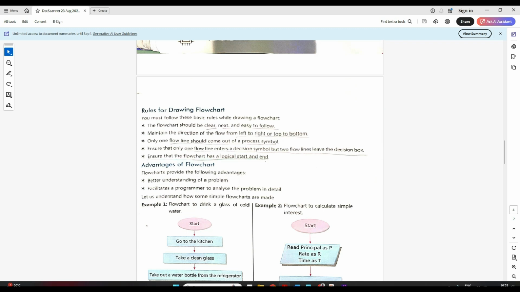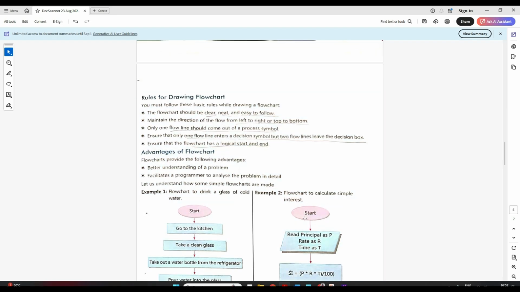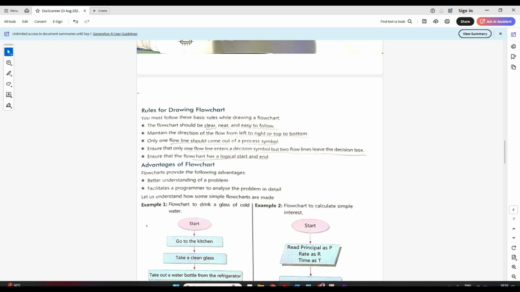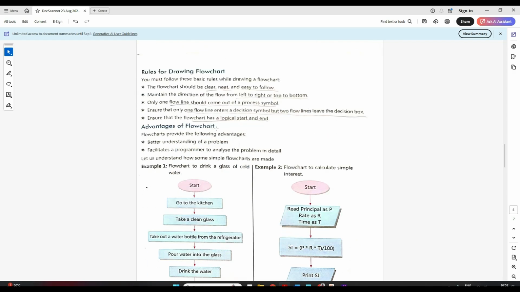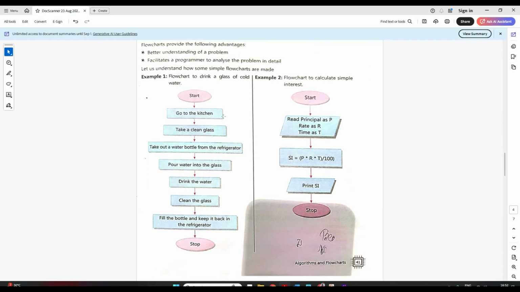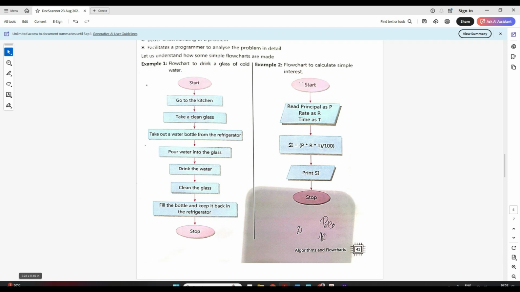Now ensure that the flowchart has a logical start and an end. You know that. Every flowchart or every algorithm should have a proper start and a stop. Clear? These rules are very simple. Now, the advantages of a flowchart: because it's a pictorial representation, it gives a better understanding of a problem. You can easily understand it, and it helps a programmer analyze the problem in detail. Now let's quickly move on to the different examples of flowcharts, which will help you in your exam. So let's move on to that.